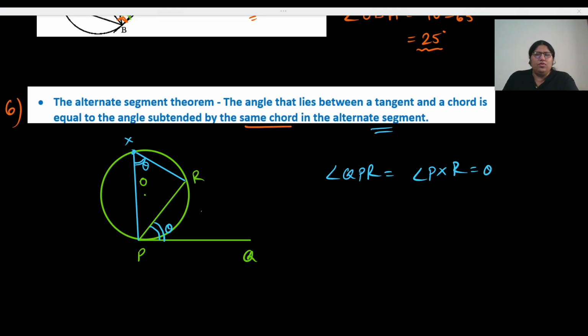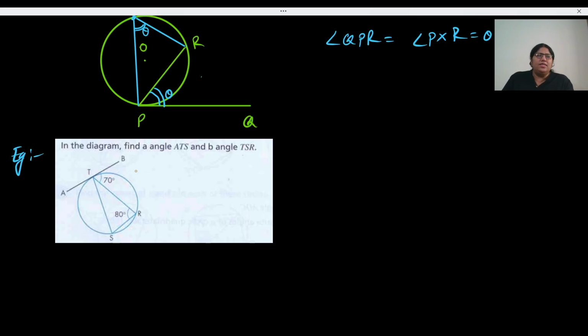How do we use this theorem to solve the question? Let us see one question. What does it say in this diagram? We need to find out angle ATS and angle TSR. This angle ATS and this angle TSR are both unknown. How will we find out both angles? Always go from known to unknown angle, right? So using the alternate segment theorem, you can see that 70 degrees is made between the tangent and the chord TR, and it is the same as this. So angle TSR is going to be 70 degree.